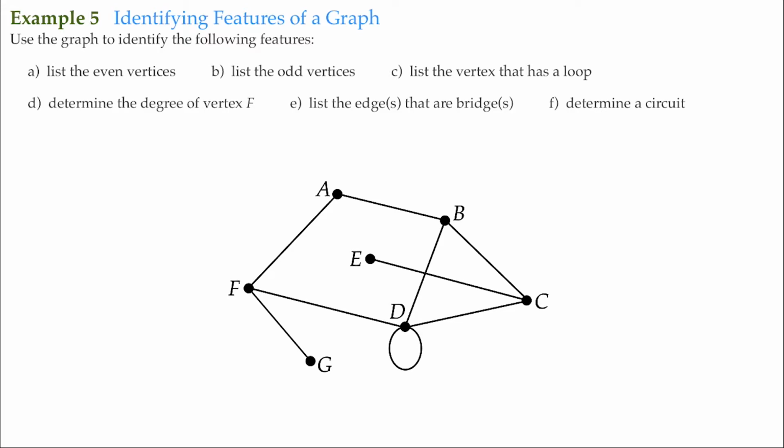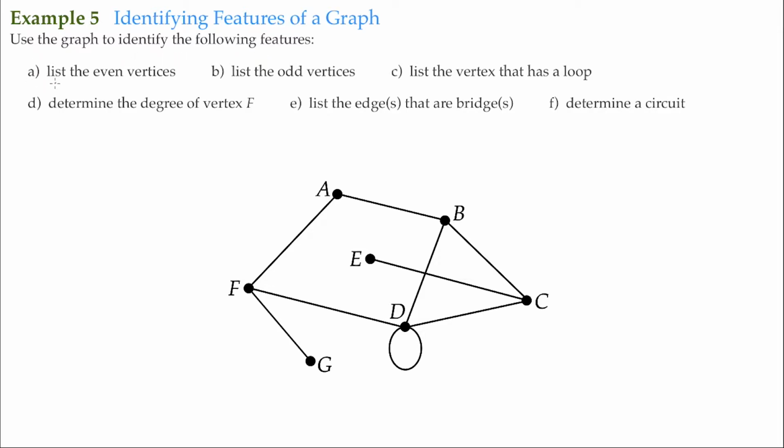So now that we know how to draw a graph that shows relationships between objects, for this example we're going to explore some key features. Here we have this graph, and in a graph we have these points, known as vertices, and the connections between the points are edges. It says to use the graph to identify the following features.